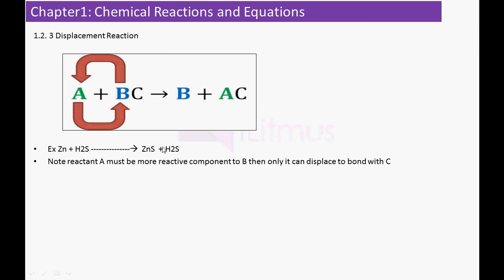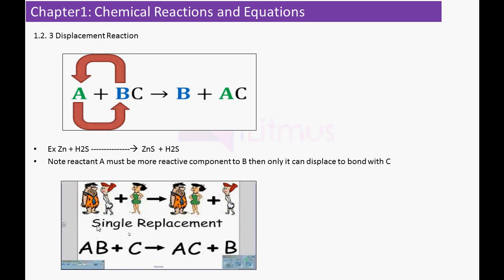Okay, let's understand this format. What's happening here? An old guy has his old wife, and here there is a young girl, so there is a high chance of displacement here. So this old man has got this lady. Yeah, so this lady here is more reactive. Okay, so she is able to displace this old woman.